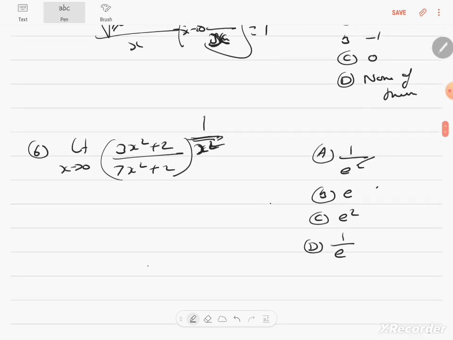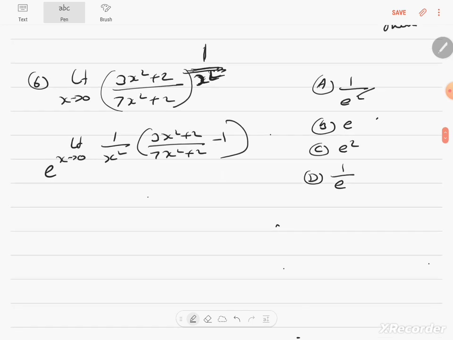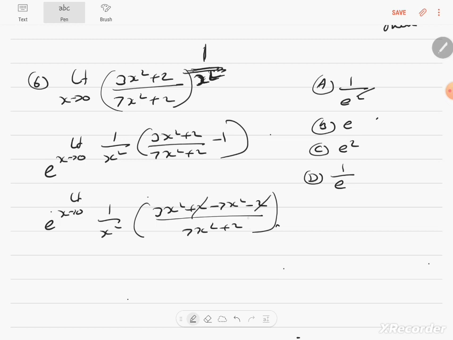Let's go to this question, where x tends to 0, but 1 by x square has been given, so this is 1 by 0 which is coming as infinity. So whenever you have such a format in algebra, you can write it as e to the power limit of x tends to 0. The power can be brought forward and the function can be repeated again with a minus 1. So then solve it. e to the power limit of x tends to 0, 1 by x square into (3x square plus 2 minus 7x square minus 2) by (7x square plus 2). So the 2 and 2 get cancelled.